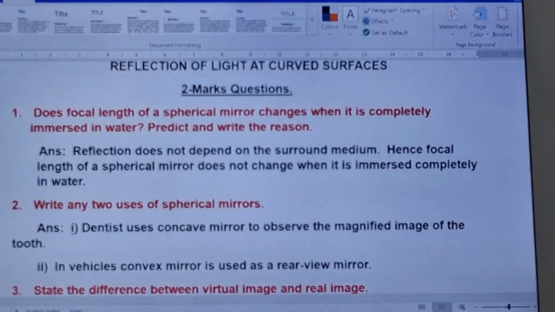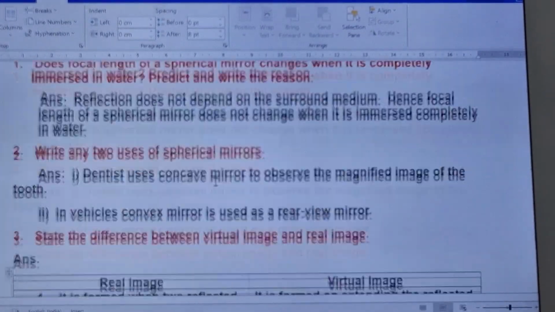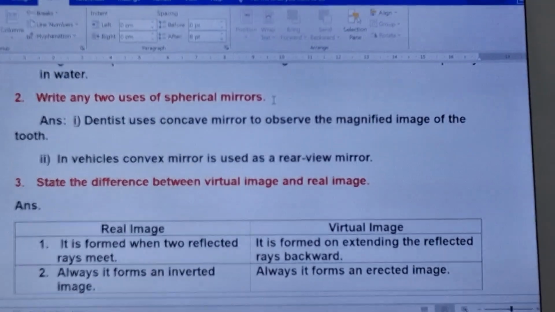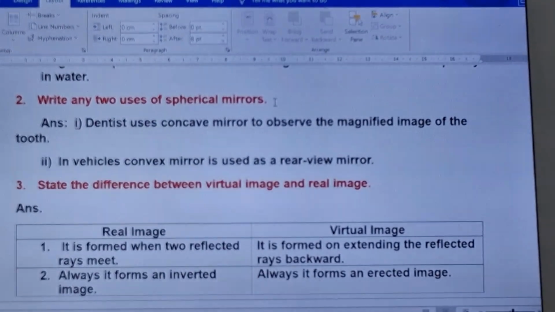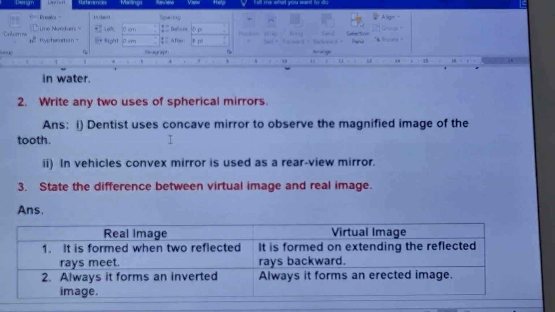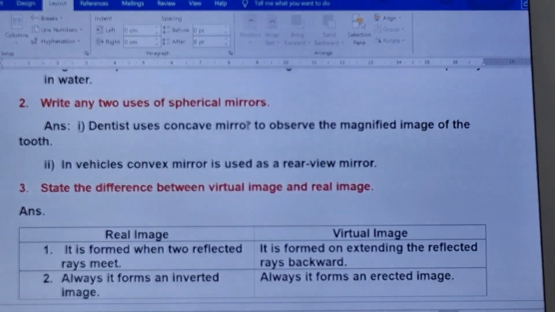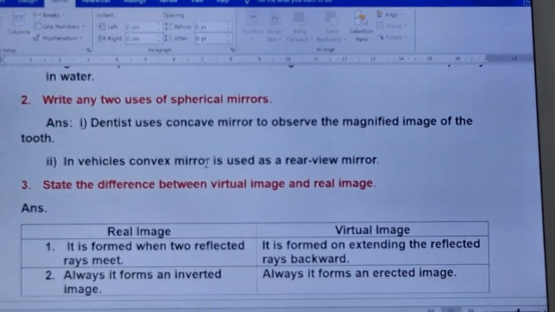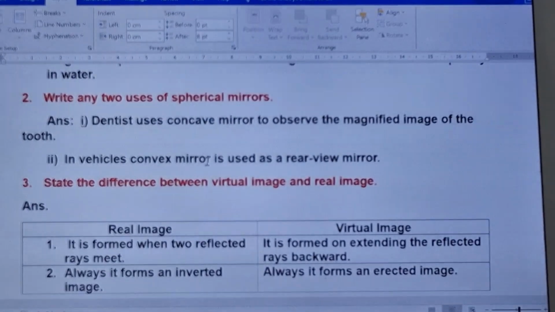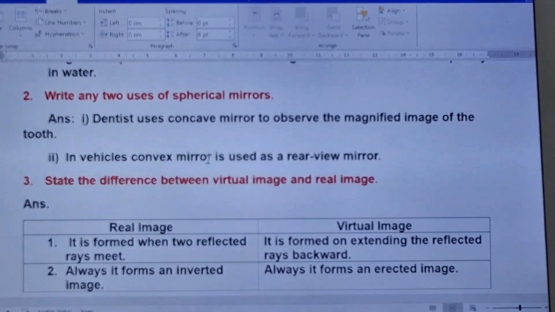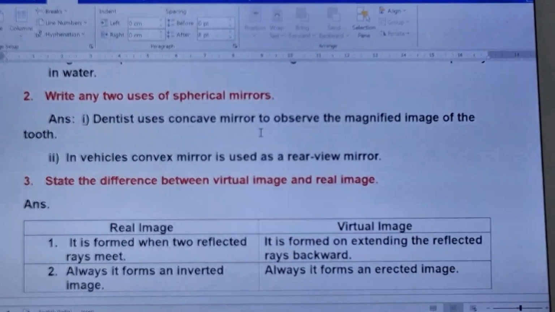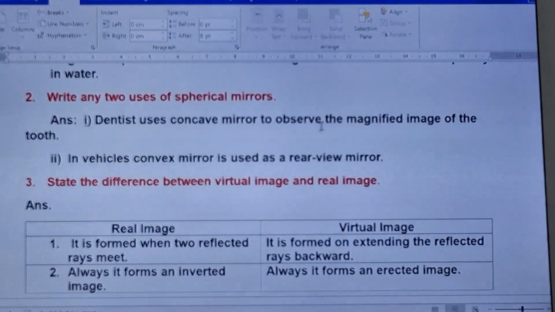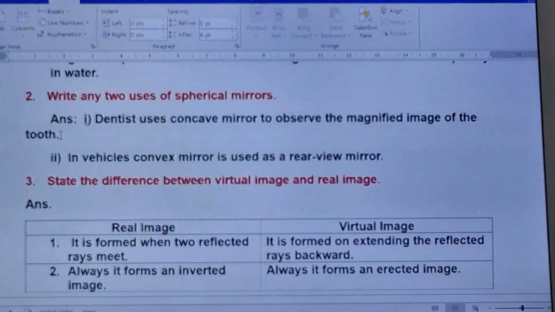And the second question is, write any two uses of spherical mirrors. Any two uses of spherical mirrors. So I have taken two mirrors here, the concave mirror and the convex mirror, one use of each, because they have asked only for two. The first one is the concave mirror. The mirror I have drawn in the earlier figure is a concave mirror. So the concave mirror is used to observe a magnified image of teeth.